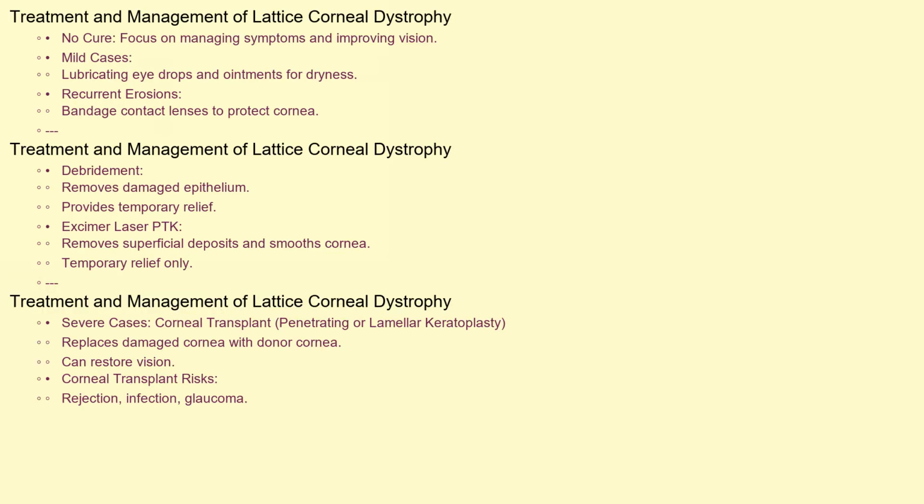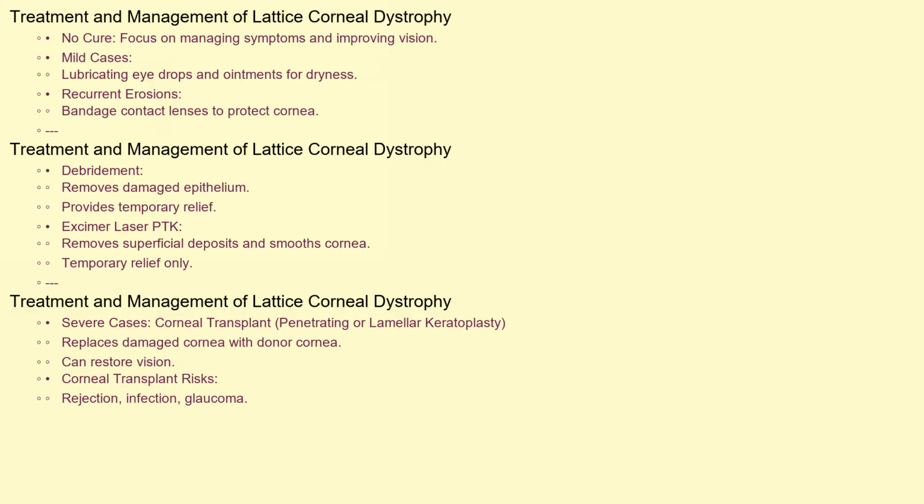Treatment and management. There is currently no cure for lattice corneal dystrophy. The goal of treatment is to manage symptoms and improve vision. For mild cases with minimal symptoms, lubricating eye drops and ointments can help alleviate dryness and discomfort. Bandage contact lenses can protect the cornea and promote healing in individuals experiencing recurrent corneal erosions. Debridement, a procedure to remove the damaged epithelium, can provide temporary relief from recurrent erosions.